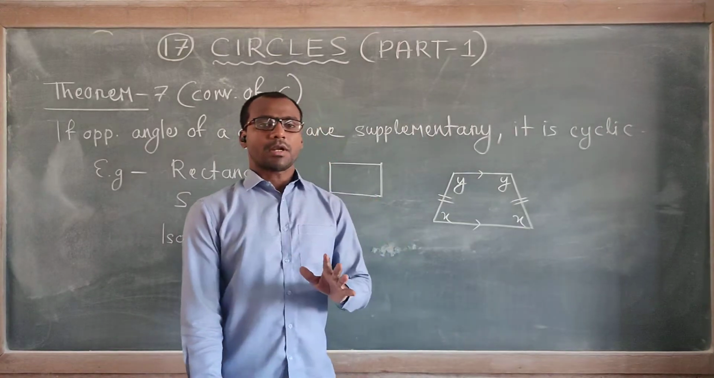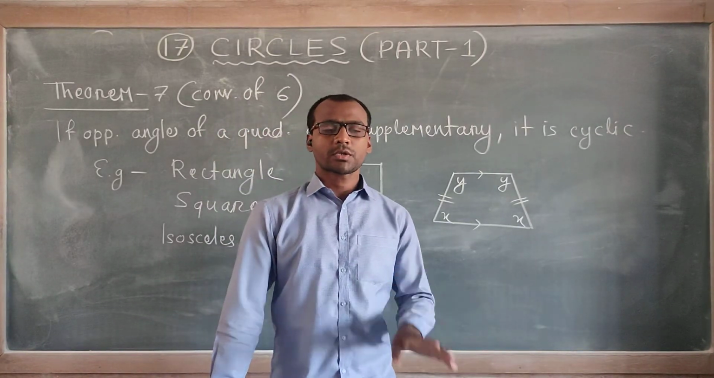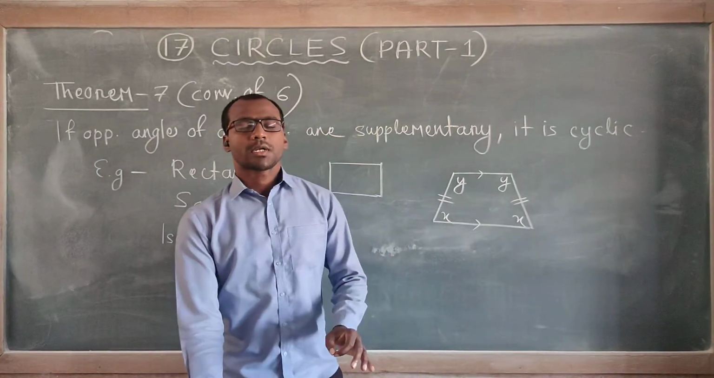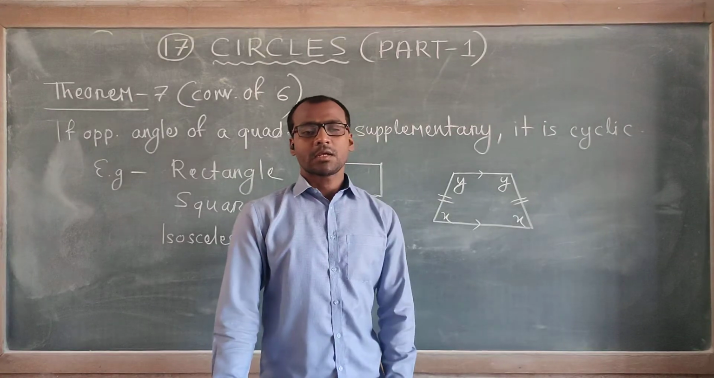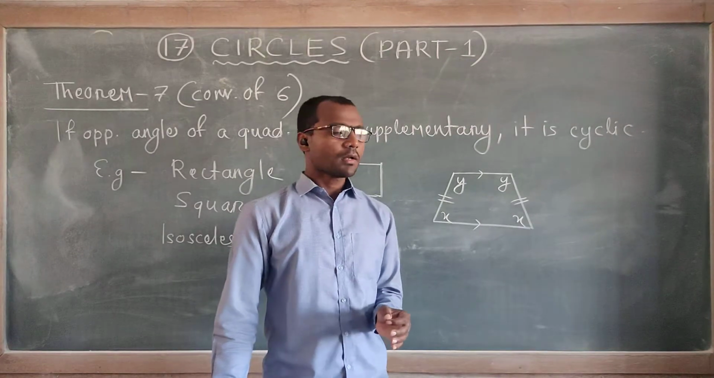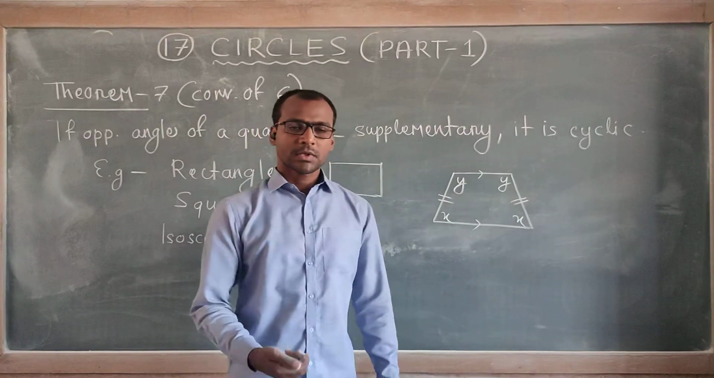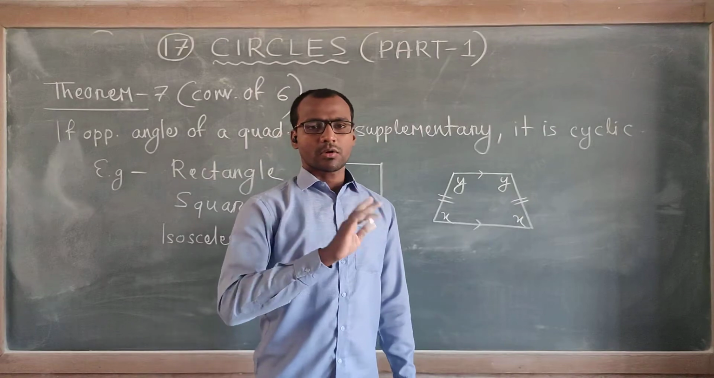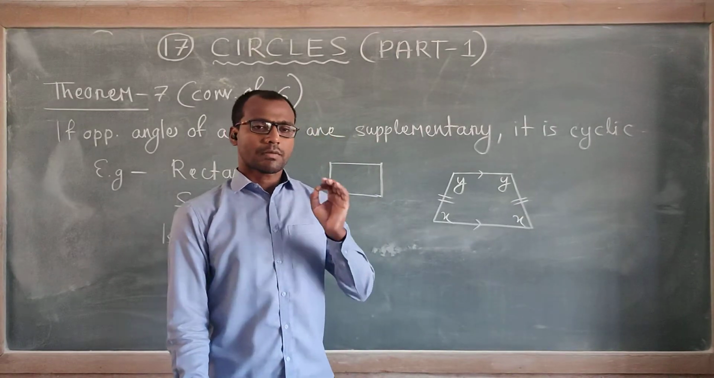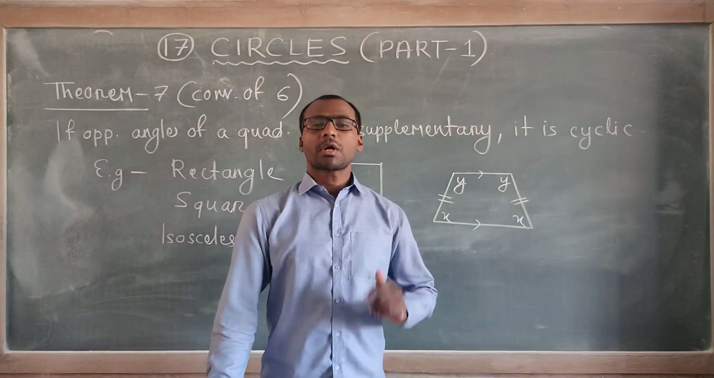So in any quadrilateral, I have given some specific examples: rectangle, square, and isosceles trapezium. Any quadrilateral in which opposite angles are supplementary is definitely cyclic, which means it is possible to draw a circle that can pass through all the 4 vertices of that quadrilateral. Let us take some examples of quadrilaterals which are not cyclic, which means you can never draw a circle passing through all the 4 vertices of those quadrilaterals.